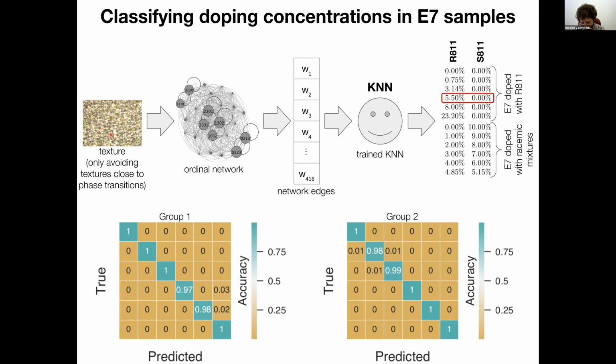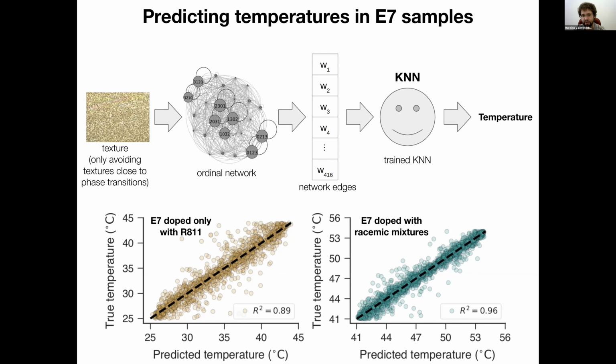And in a final application, we tried to predict the sample temperature. So we now have a regression task, where the goal is to predict the sample temperature using just the texture. The approach is more or less the same. We have a texture that is mapped into an ordinal network, and we take all edges to train our KNN, which outputs this time the temperature of the sample. As you can see here, I'm showing just the results for the E7 samples, the two groups of E7 samples, starting with those doped with just R811.